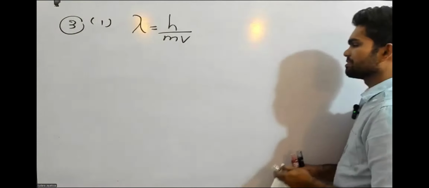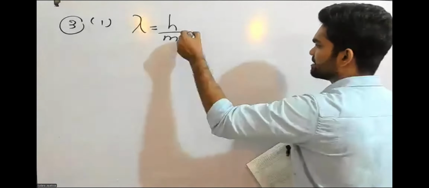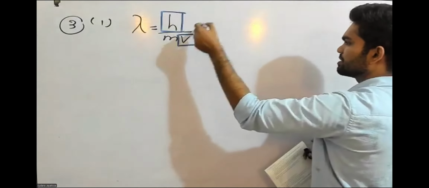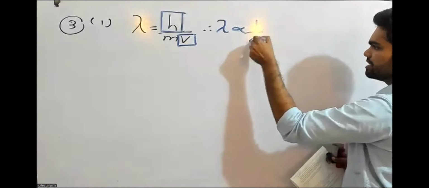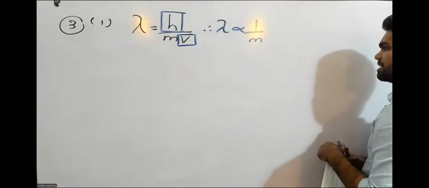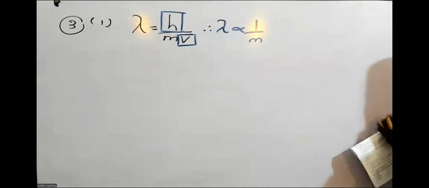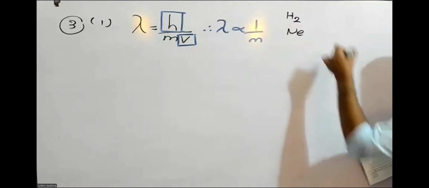Okay, so when it is traveling at the same speed, that means v is constant, and h is also a constant. Therefore, we can say lambda is inversely proportional to the mass. So then if you take the two particles, hydrogen molecule and neon atom.